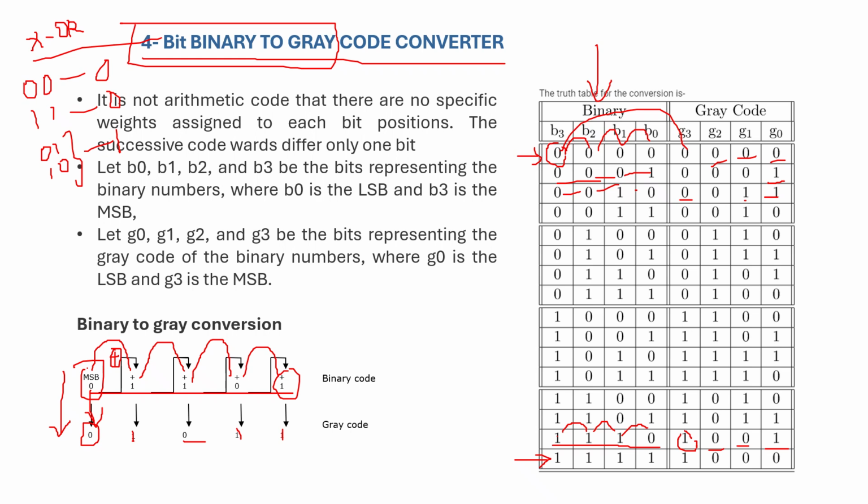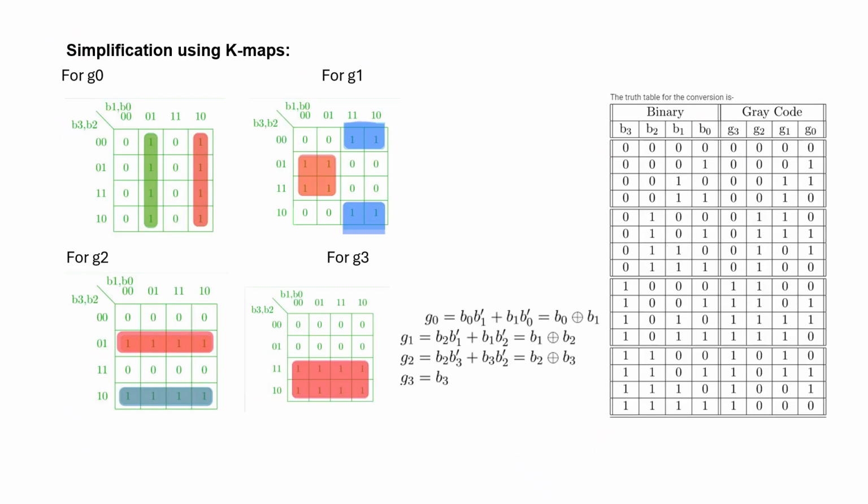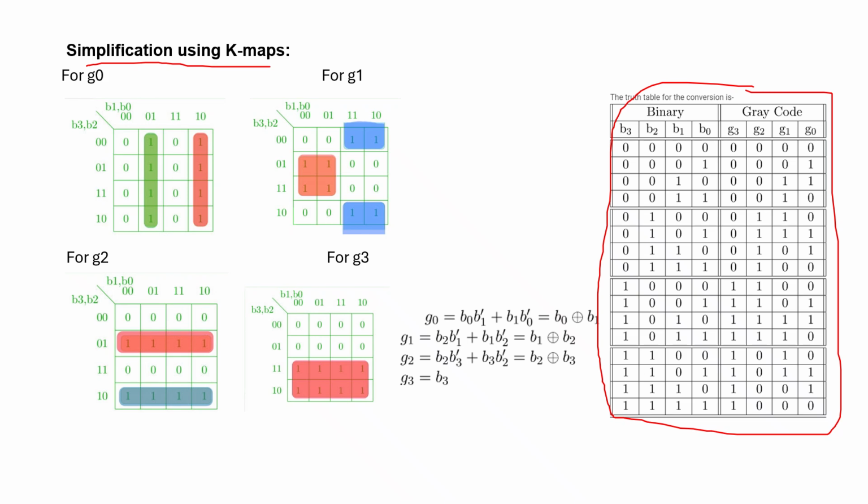So after filling the truth table, what we have to do is find the simplified Boolean expression for the gray code variables. So we have to find the simplified expression for G3, G2, G1, G0 in terms of the binary input variables B3, B2, B1, B0. So see the truth table and the K-map simplification. This is the equivalent truth table we discussed in the previous slide. Now substitute these variables in the K-map simplification. A 16-cell K-map we have to use; we are using 4 variables, so obviously a 16-cell K-map.